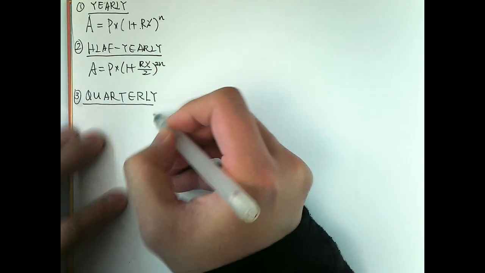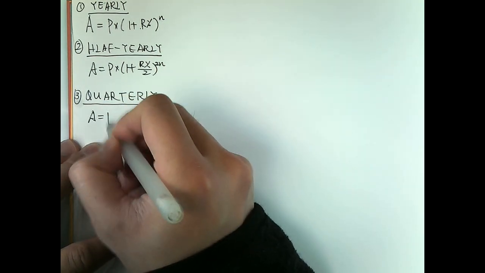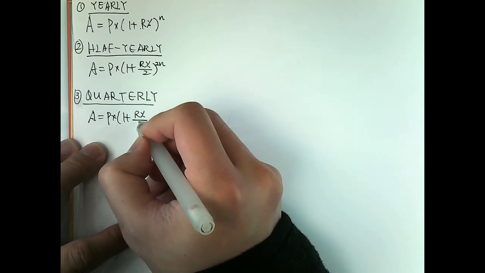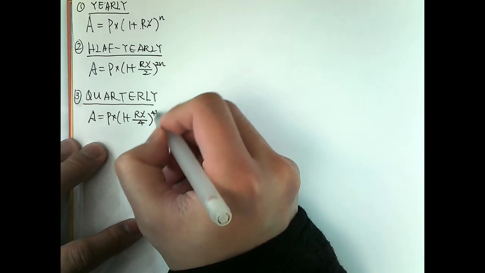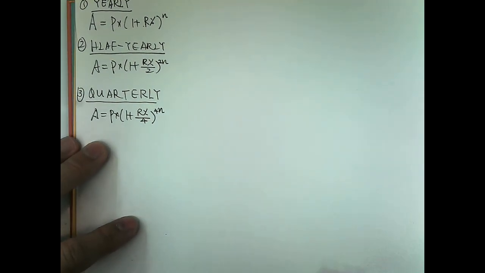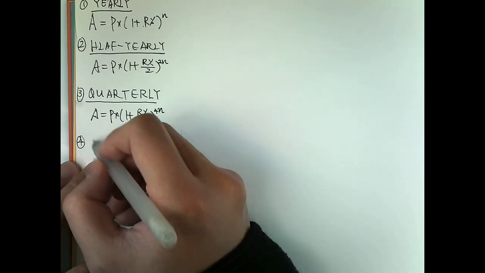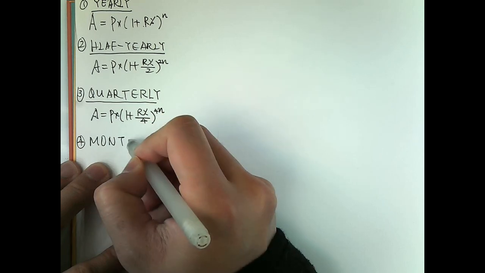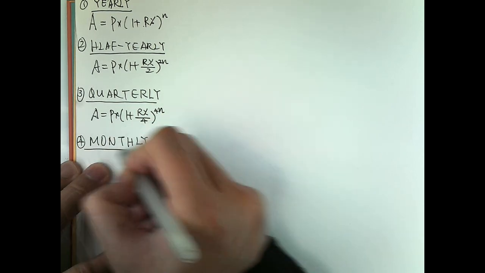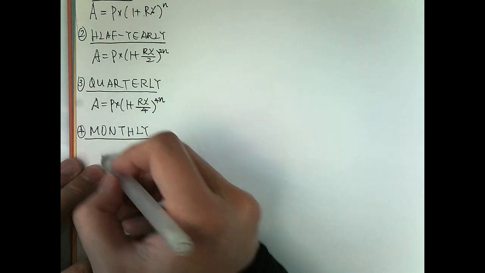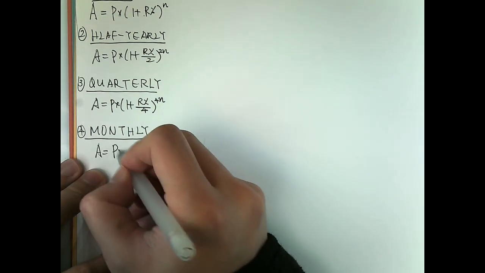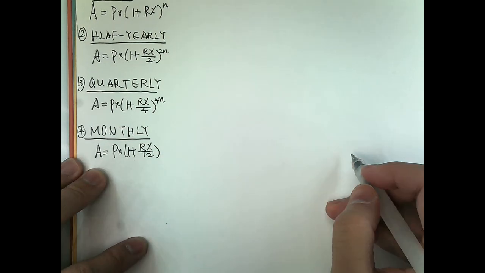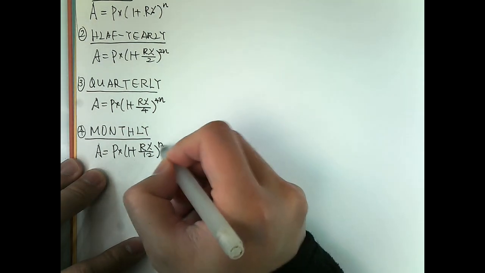Quarterly. So the formula should be A equal to P times 1 plus, because 1 year has 4 quarters, you divide it by 4 and then 4n as the power. And then 4, you can have monthly. The formula should be A equal to P times 1 plus R percent divided by 12, because 1 year has 12 months.